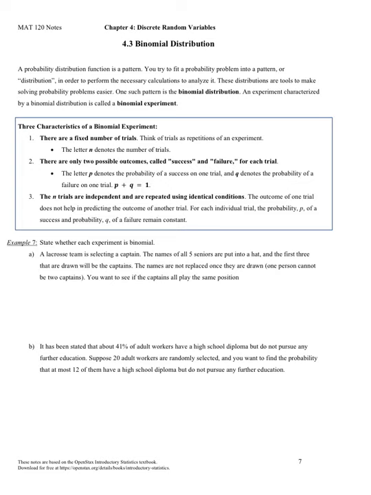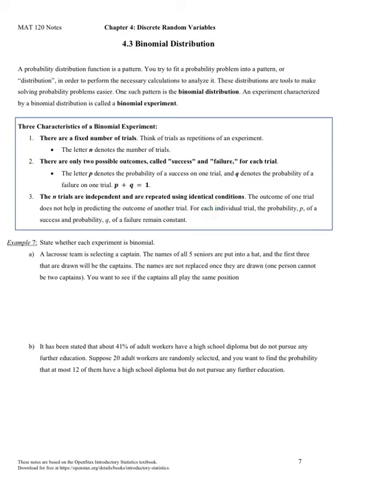This is the first video to section 4.3, and in it we're going to talk about the binomial distribution and the binomial experiment. We have three characteristics of a binomial experiment: a fixed number of trials that we let be represented by the letter n. There are only two possible outcomes that we call a success or a fail for every trial. And then the n trials are independent and are repeated using identical conditions.